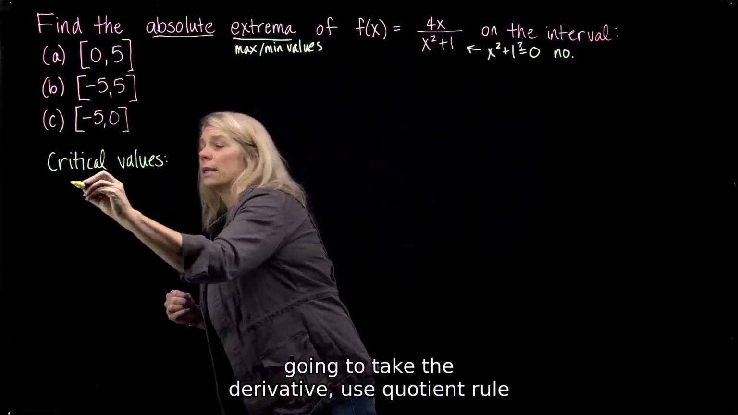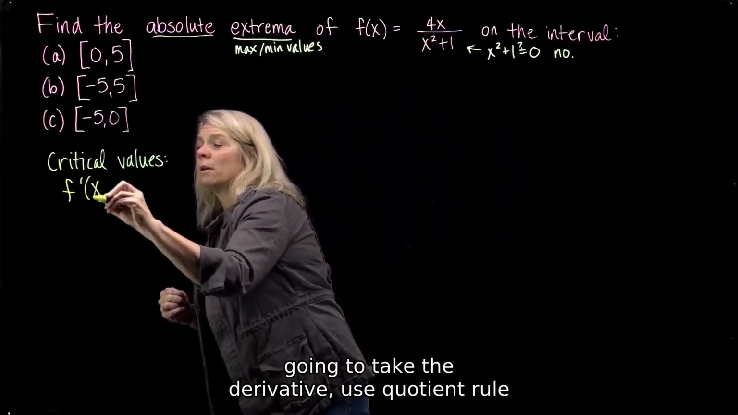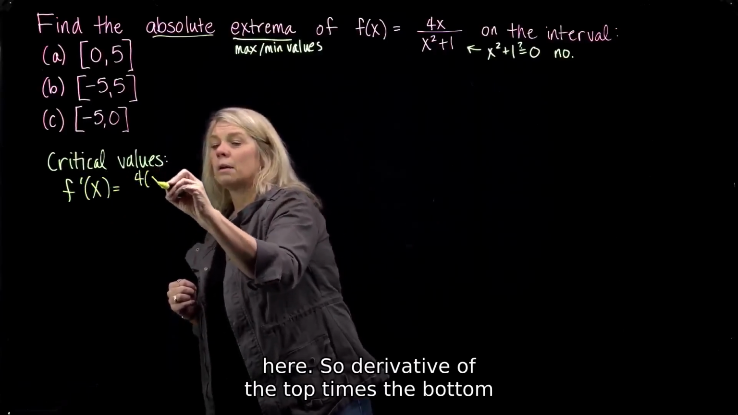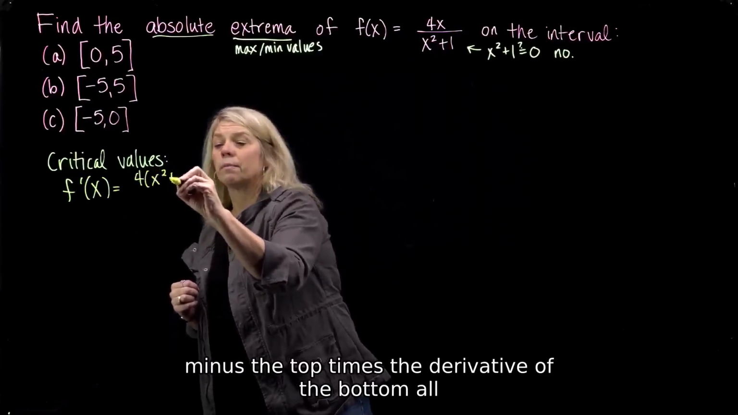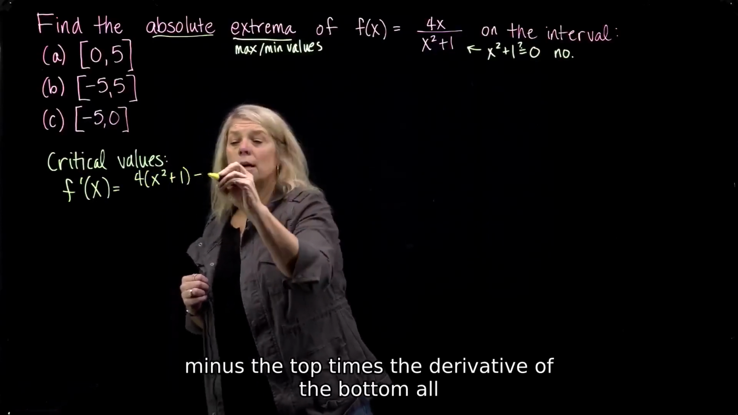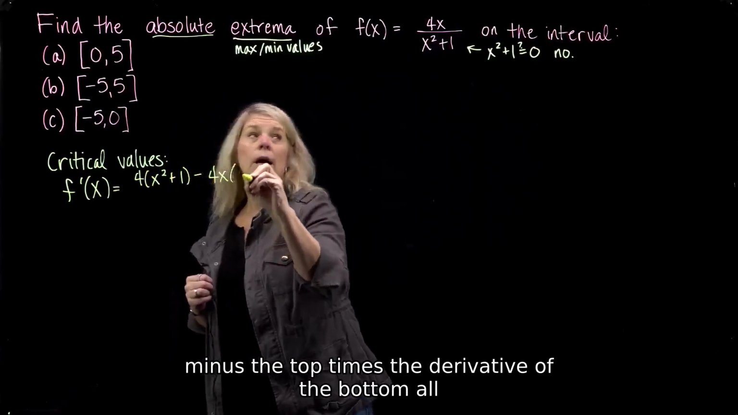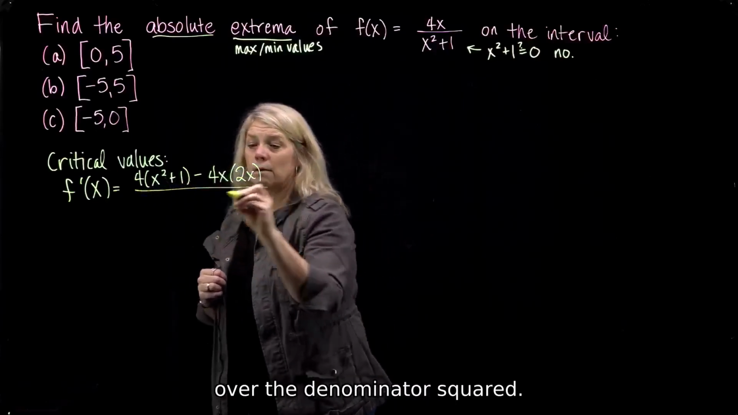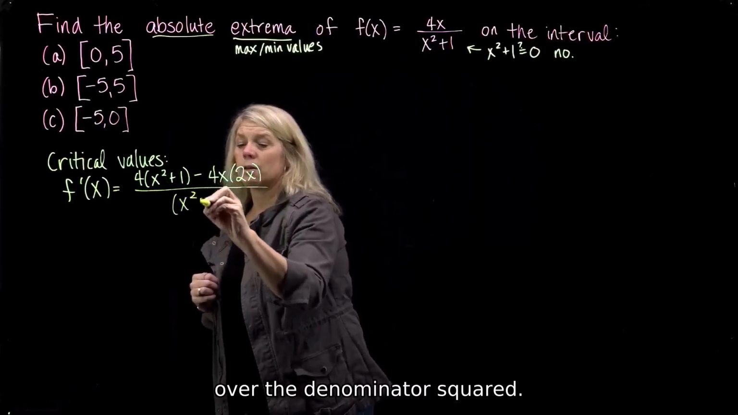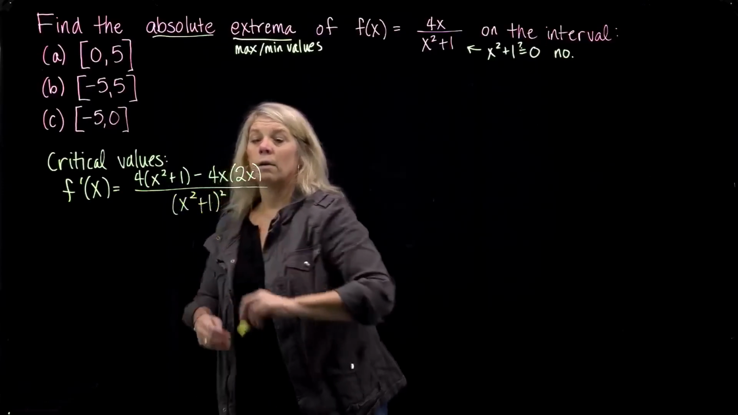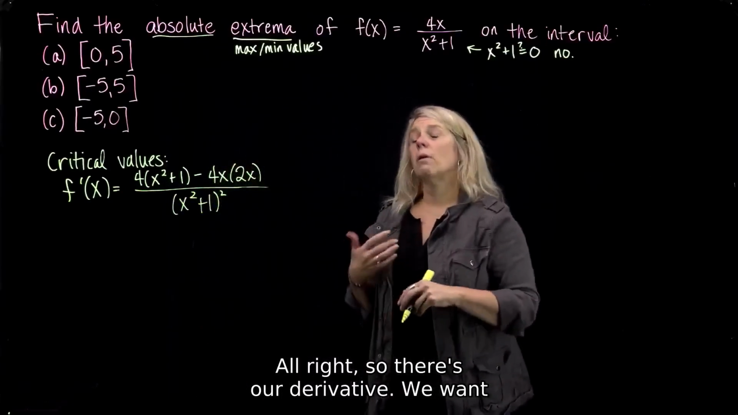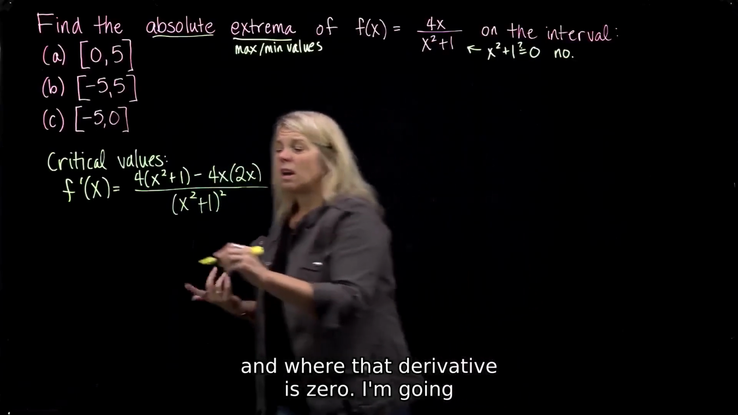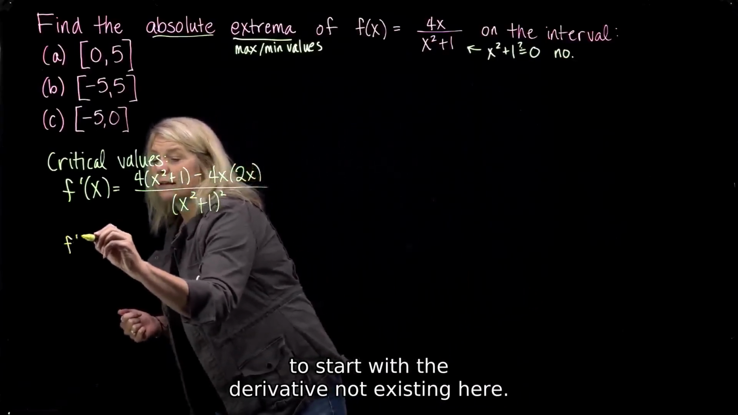Okay, so we're going to take the derivative, use the quotient rule here. So the derivative of the top times the bottom, minus the top times the derivative of the bottom, all over the denominator squared. All right, so there's our derivative. We want to think about where that derivative does not exist and where that derivative is 0. I'm going to start with the derivative not existing here.